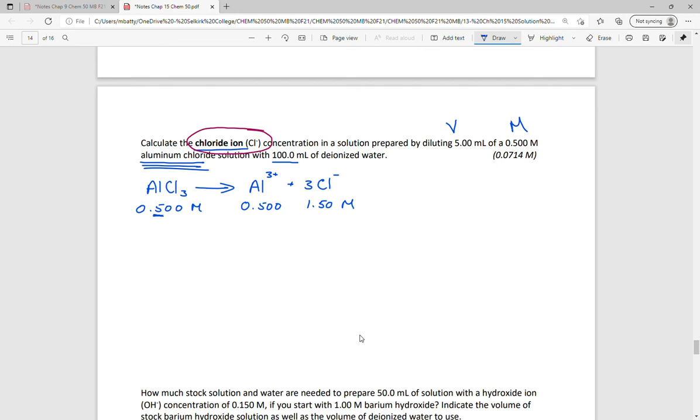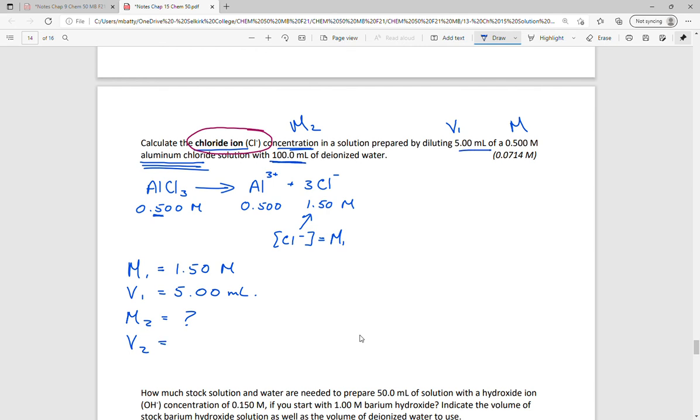So what I'm going to do is use this, right? This is my chloride ion concentration initially. So my M1 is 1.50 moles per liter. My V1 is that initial volume. Sorry, I got distracted in my thoughts. And my M2 is what we're looking for, so calculate the concentration, right? My V2 is this 5 mils plus the 100 mils.